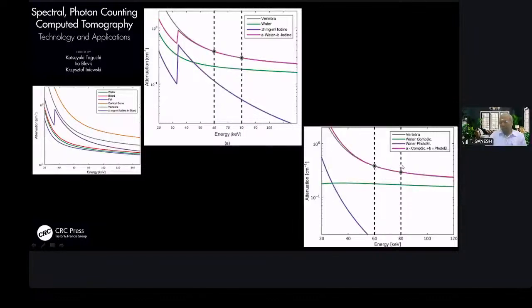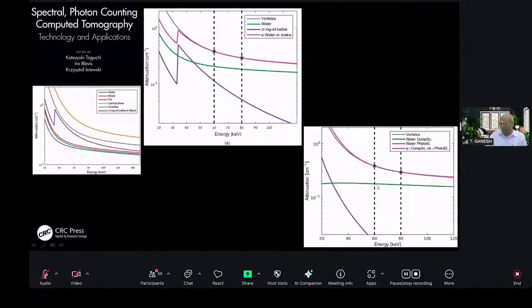Similarly, you can break them into a photoelectric component and a Compton effect component. Now that's the vertebra, the gray line you can see here. This is the vertebra attenuation coefficient. Here is the attenuation coefficient of water, but only the Compton component. And this is the attenuation coefficient of water, only the photoelectric component.